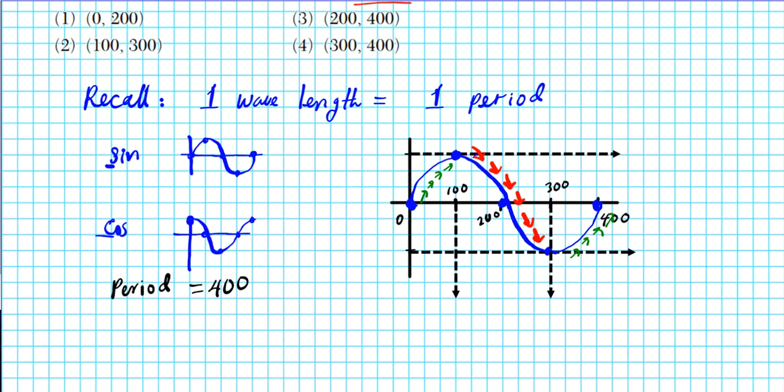Okay, so it's decreasing. Let's write that down. Decreasing only from 100 all the way to 300. So that's your final answer, and we can clearly see that our answer is option number 2.